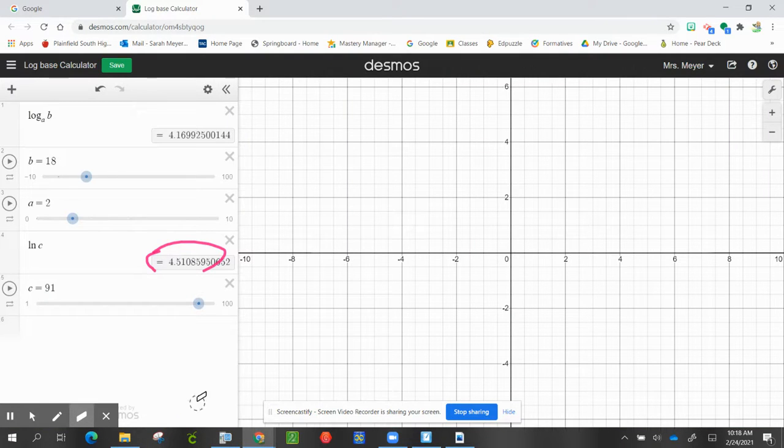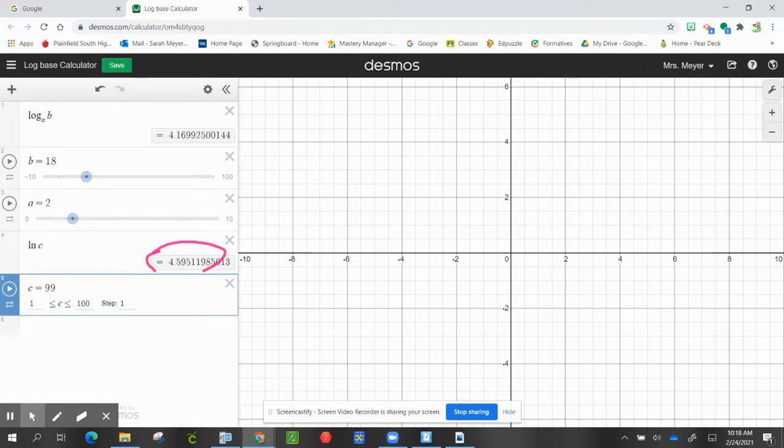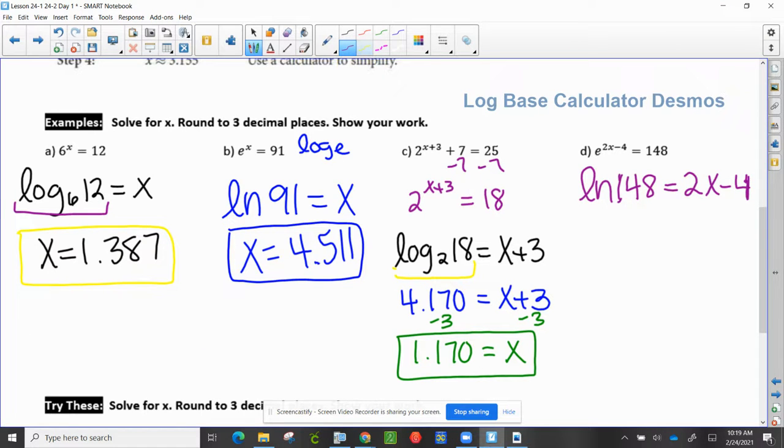Natural log, we need 148. So that gives us 4.997. So let's round that. 4.997. We'll just keep it like that. So this was 4.997. Now we still have to do a little extra work here.